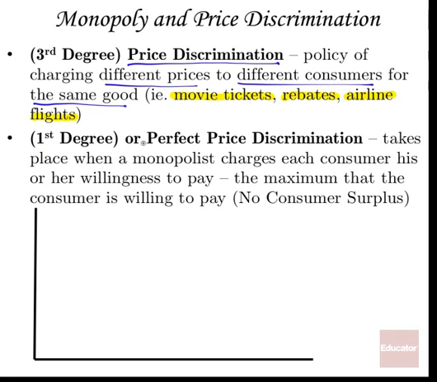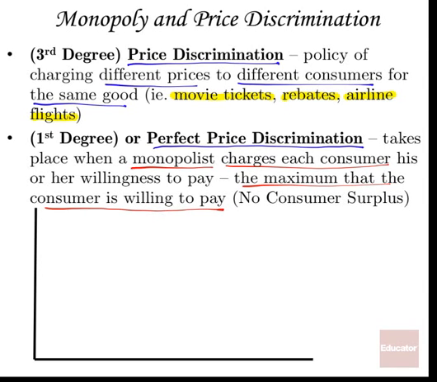And so first degree or perfect price discrimination, it's a very interesting concept. It's not something that any company, to my knowledge, has the ability to do. But again, it's actually a pretty fun construct to think of. What is perfect price discrimination? It takes place when a monopolist charges each consumer his or her willingness to pay, the maximum that the consumer is willing to pay. So if a consumer is willing to pay $10, a monopolist charges $10. If a consumer is willing to pay $4, the monopolist charges $4.